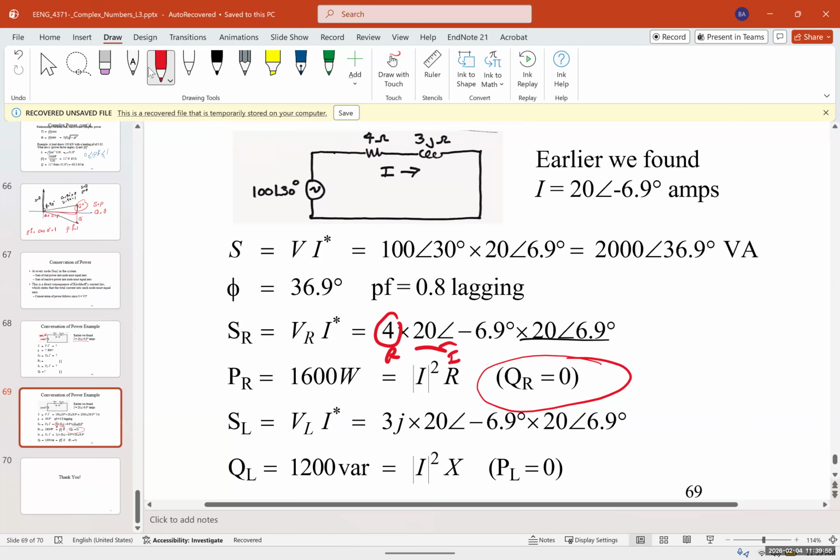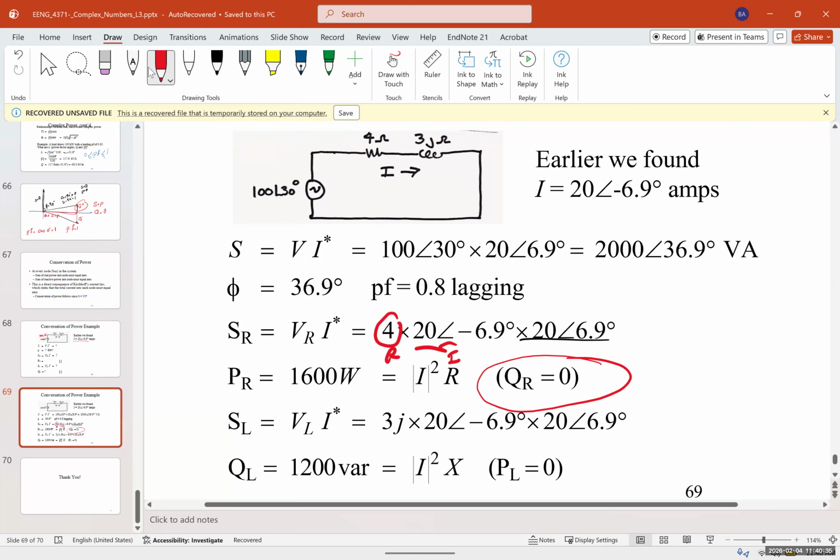And SL is going to be the apparent power of the inductor. The impedance of the inductor is 3j. Again, it's going to be VL times I conjugate, so it's going to be I Z, I'm sorry. Z is 3j, I is 20 with an angle of negative 6.9 degrees, times 20 with an angle of 6.9 degrees. And finally, QL is going to be 1200 volt-amps reactive.